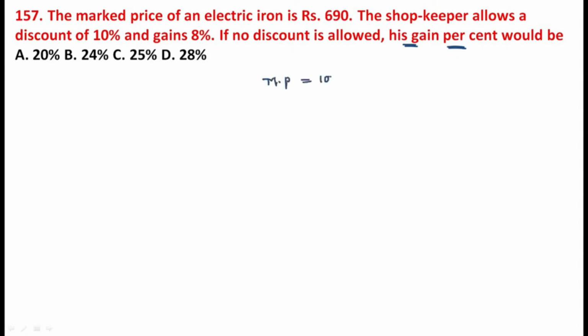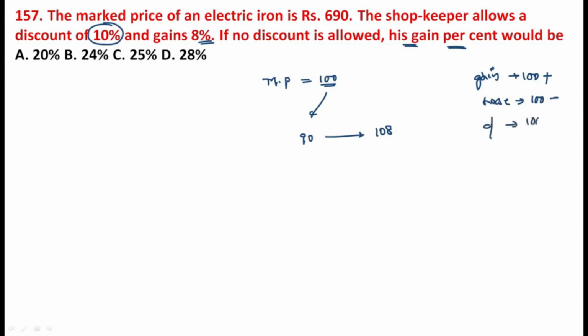I just take the market price as 100 rupees. Now, if I'm allowing a 10% discount, the selling price is equal to 90 units. If I sell at a discount of 10%, I would gain 8%. Remember guys, the gain value is always 100 plus, the loss value is always 100 minus, and the discount value is always 100 minus. Those are the multiplier concepts.